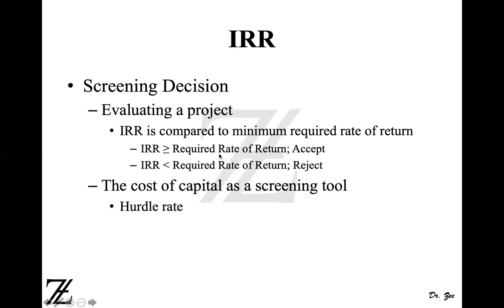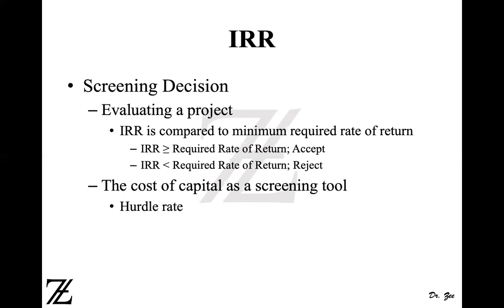So if you have 10 projects and 7 of them meet the criteria that their IRR, when you calculate it, is bigger than the required rate of return, then you accept all those projects. And if IRR is less than the required rate of return, so out of 10 projects, if 3 projects don't meet the criteria, you need to screen them out, right? So IRR is used for screening decisions as well.